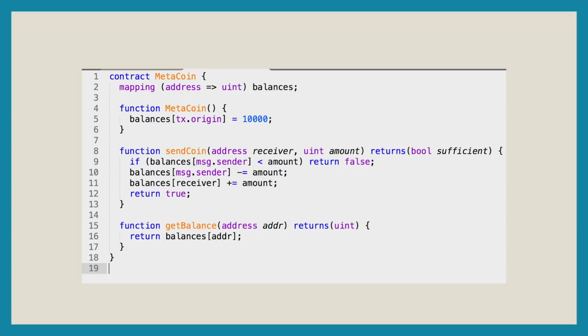Next is the getBalance function. This function allows anyone to check the balance of a specific address. And finally, return balances[addr] returns the balance of the given address. So this is the code essentially. This should clear a lot of stuff for you, how this works, how we deployed it onto the mainnet, right?